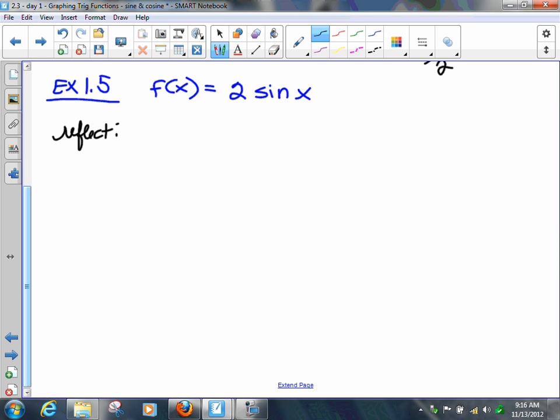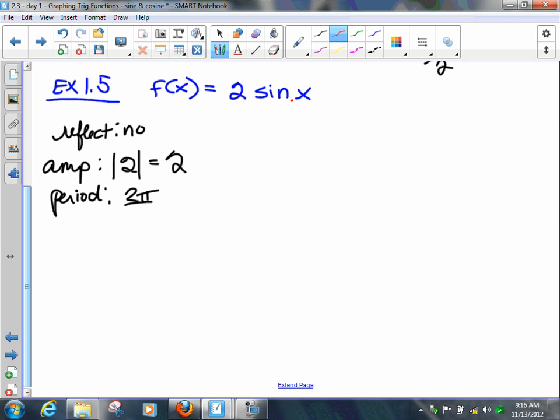Does this curve reflect, yes or no? No. It does not reflect. How do I know? Because it's a positive 2. Next one, amplitude. How do I find the amplitude? Absolute value of A, which is 2. What's the absolute value of 2? 2. All right, that's going to be helpful to us in a second. The next thing, period. It's 2 pi over something. Why?